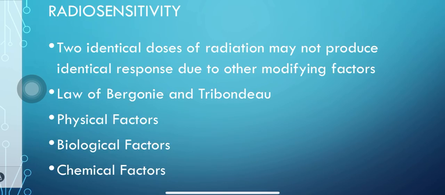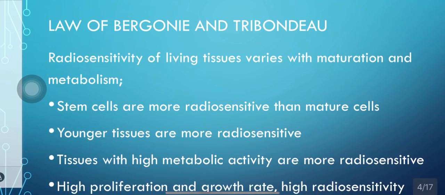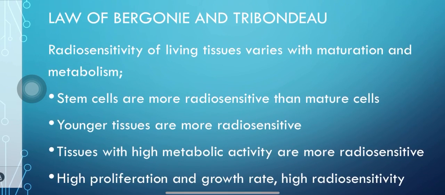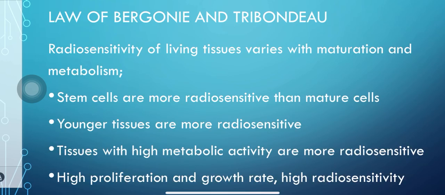Radiosensitivity means that two identical doses of radiation may not produce an identical response in the tissues. Law of Bergonié and Tribondeau: radiosensitivity of living tissues varies with maturation and metabolism. Stem cells are more radiosensitive than mature cells. This leads to younger tissues being more radiosensitive.